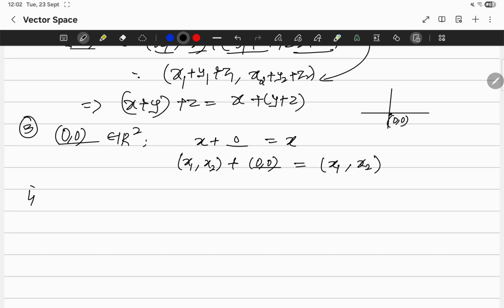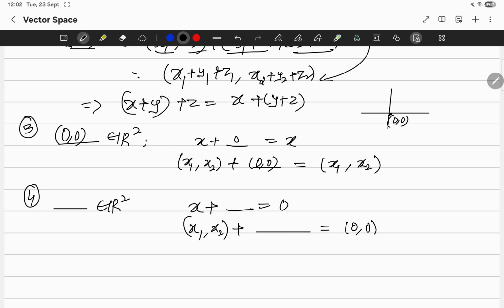So what is the fourth property? There should be one element from your R2 such that if you add it to x, you get the zero vector. So x is (x1, x2). You have to add another element from R2 that gives (0, 0). What will that element be? (-x1, -x2). So if x is equal to (x1, x2), then minus x will be (-x1, -x2). We can say x plus minus x. You can check, minus x is also an element of R2.